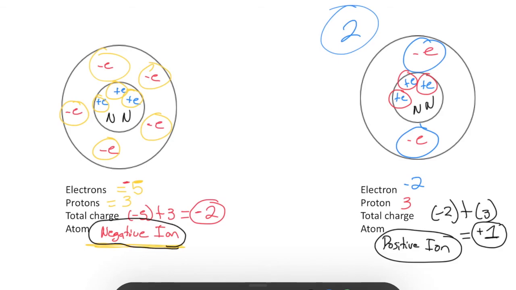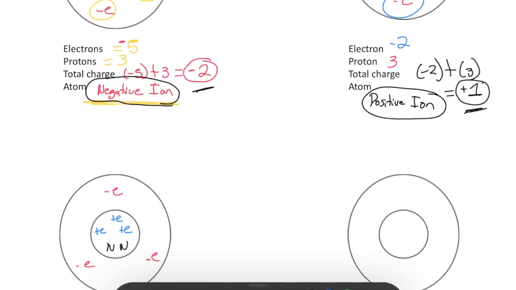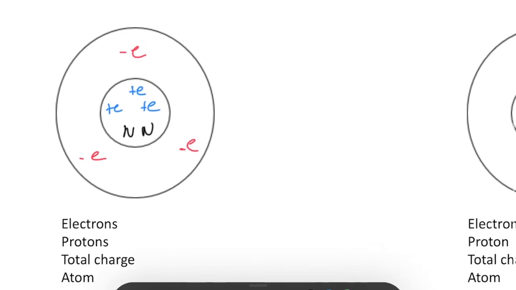And this is something that you guys need to know. When the charge is negative, it's a negative ion. When the charge is positive, it's a positive ion. I think it's really easy to remember. And the last one for today is this one. We have 1, 2, 3 electrons, -3. And we have 1, 2, 3 protons.